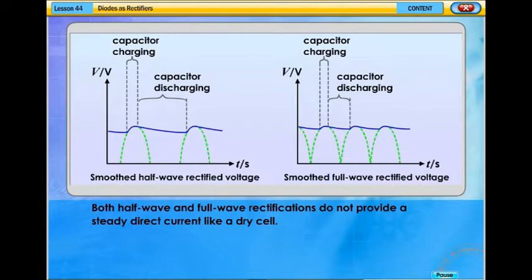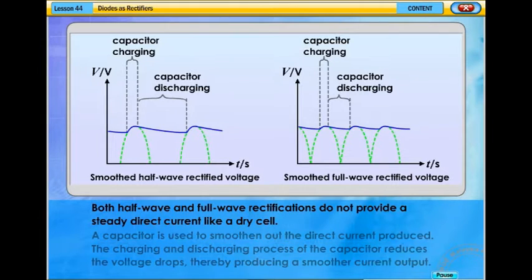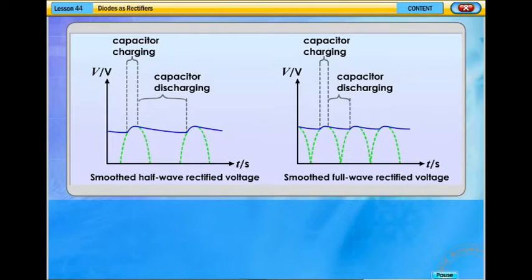Both half-wave and full-wave rectifications do not provide a steady direct current like a dry cell. A capacitor is used to smoothen out the direct current produced. The charging and discharging process of the capacitor reduces the voltage drops, thereby producing a smoother current output. The capacitor is said to function as a smoothing capacitor.